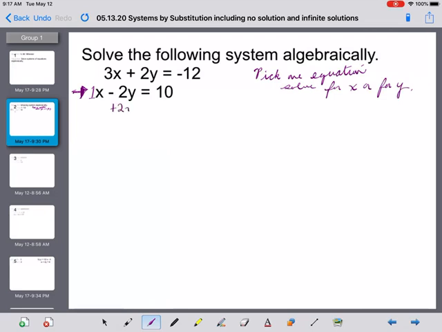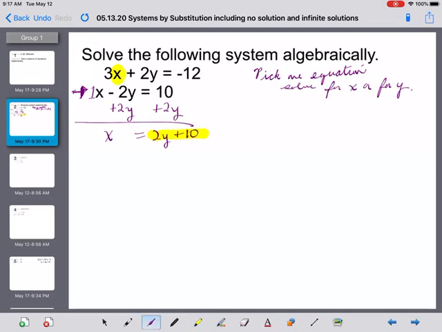So let's add 2y to both sides. That gives you 1x plus 0, cancels, equals 2y plus 10, or 10 plus 2y. And then that's it. You don't have to divide by anything. You could divide by 1, but you get the same thing. So now you take that equation and you plug that in place of x in the first one.